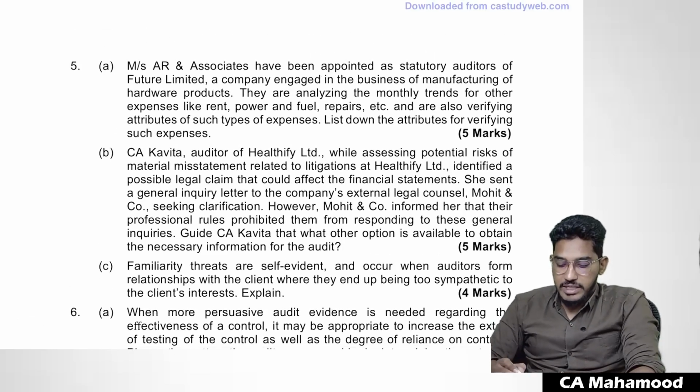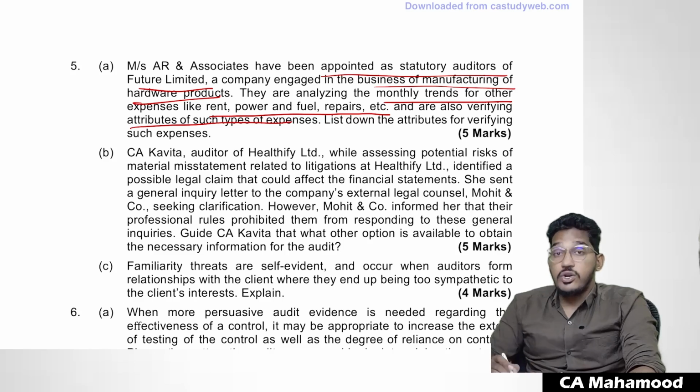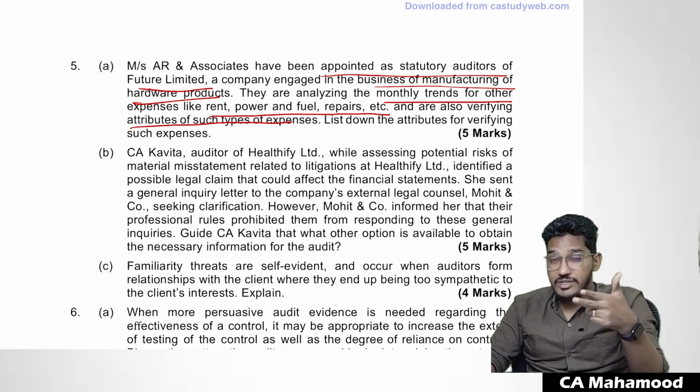AR and Associates have been appointed as statutory auditors of Future Limited, a company engaged in the business of manufacturing of hardware products. They are analyzing the monthly trends for expenses like rent, power, fuel, repairs, etc. and also verifying attributes of such types of expenses. List down the attributes, common attributes which are applicable for all other expenses, like whether there is a supporting document or not, they belong to the current year or not, it is authorized or not, whether proper classification has been done or not.